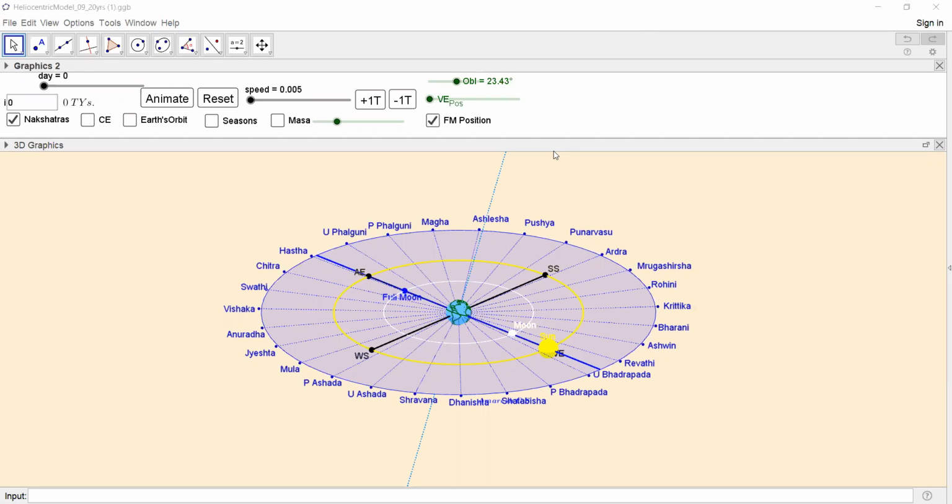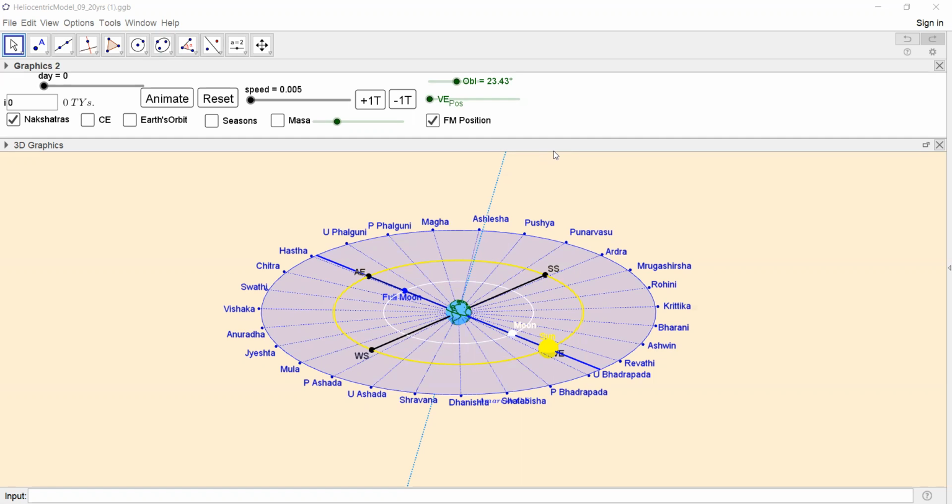In this module, we are going to understand why Adhika masa, also known as intercalary month or an extra lunar month that is inserted into the Indian lunisolar calendar, is added, why it is done, what purpose it serves, and what are some of the consequences of this insertion of Adhika masa. Let's begin with this demo simulator.